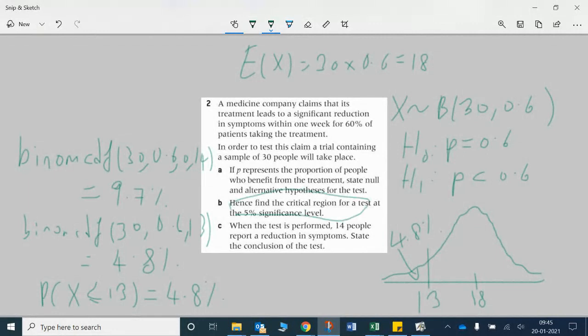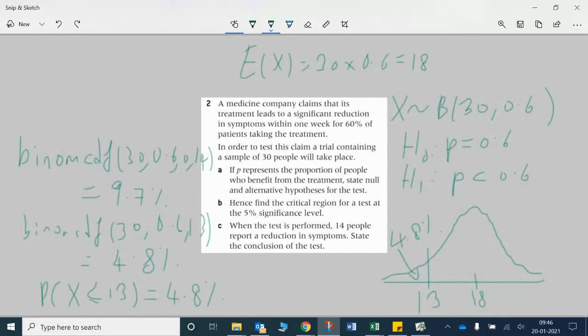So hence find the critical region. This is the critical region: X is less than or equal to 13. When the test is performed, 14 people report a reduction in symptoms. Okay, so 14 would be in this region of 9.7% of results in terms of the cumulative probability there. And so that wouldn't be good enough at a 5% significance level. So for 14 people, we would accept the null hypothesis and we would reject the alternative hypothesis here because it's not far enough away from 18. There's essentially a 9.7% chance that we are making a type 1 error.